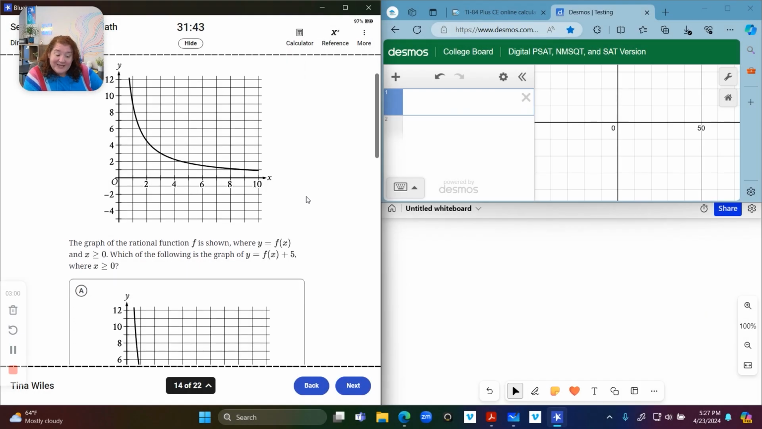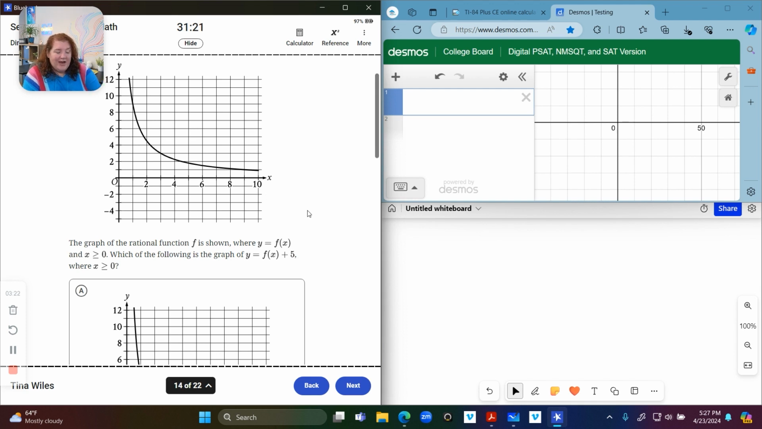Number 14, the graph of the rational function f is shown where y equals f of x. All that's saying is that this is on the xy coordinate plane, and x is greater than or equal to 0. So we're only looking at the values over here. Which of the following is the graph of y equals f of x plus 5?